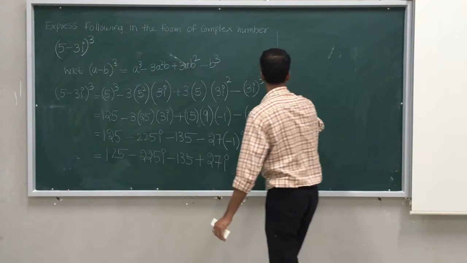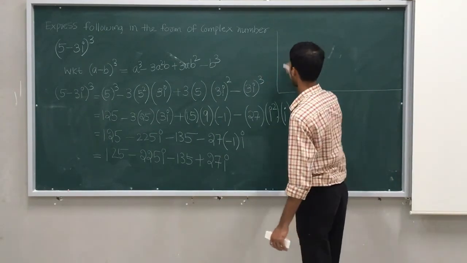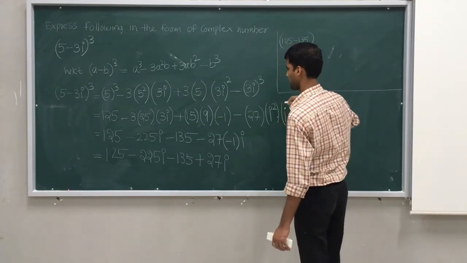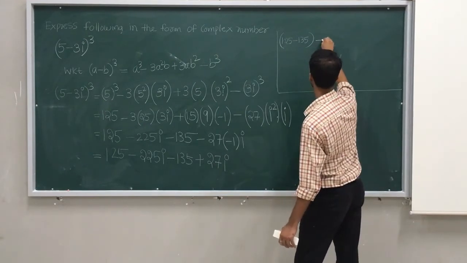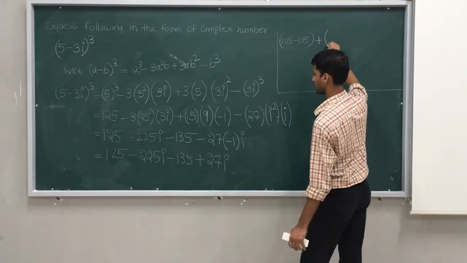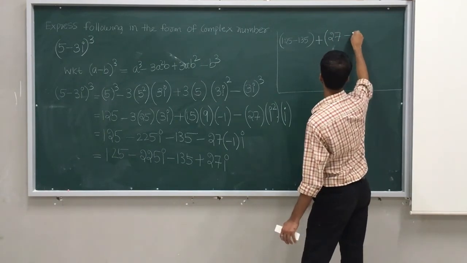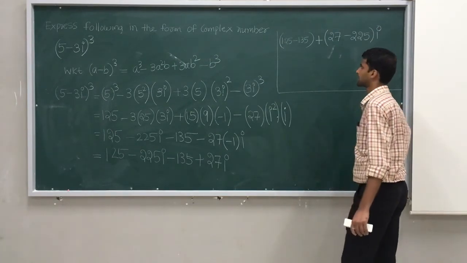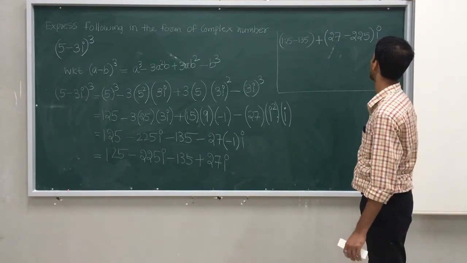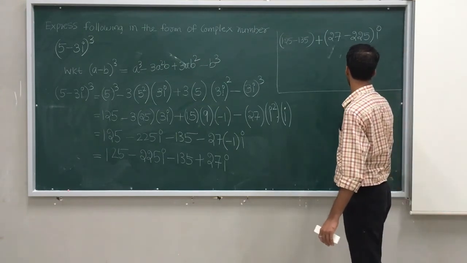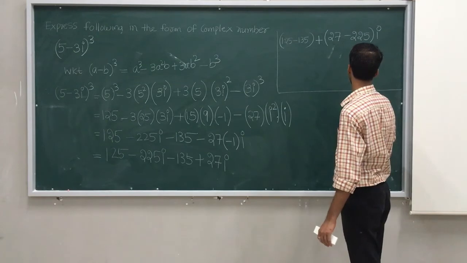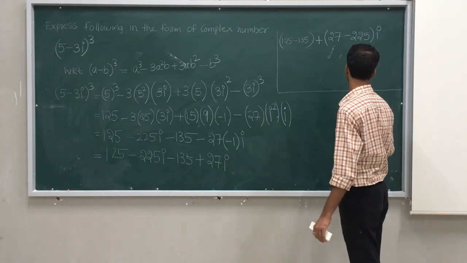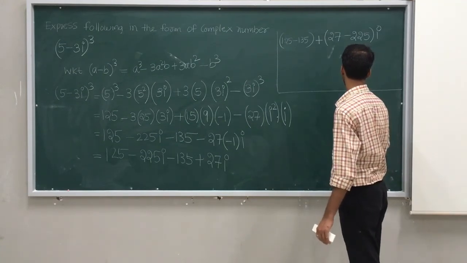When you simplify this thing, I'll bring 125 minus 135 on one side, it's a constant term. So if I take minus common, or if I write plus only, it becomes 27 minus 225i. So this is a complex form of this particular question. So it gives me around 188 and 27. So it is nothing but 178, right?